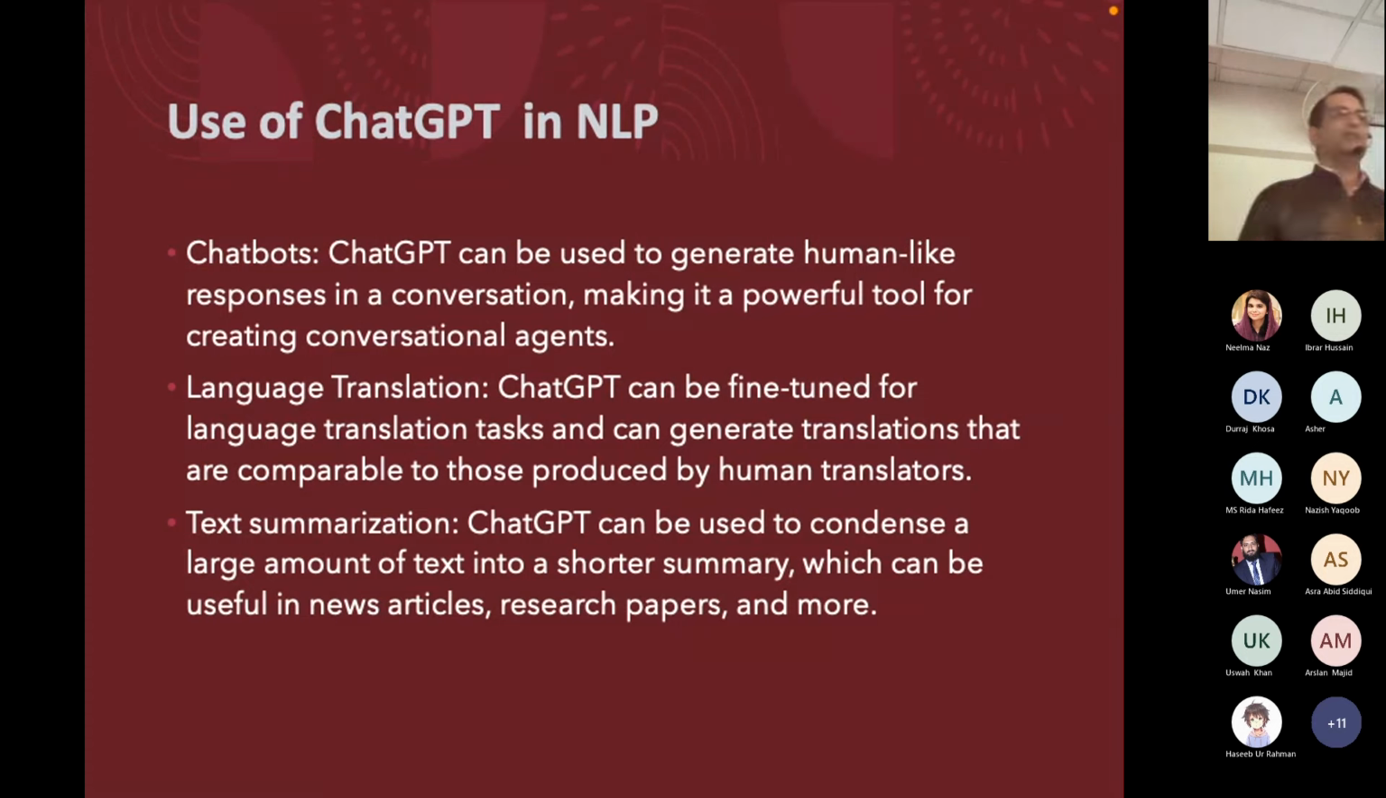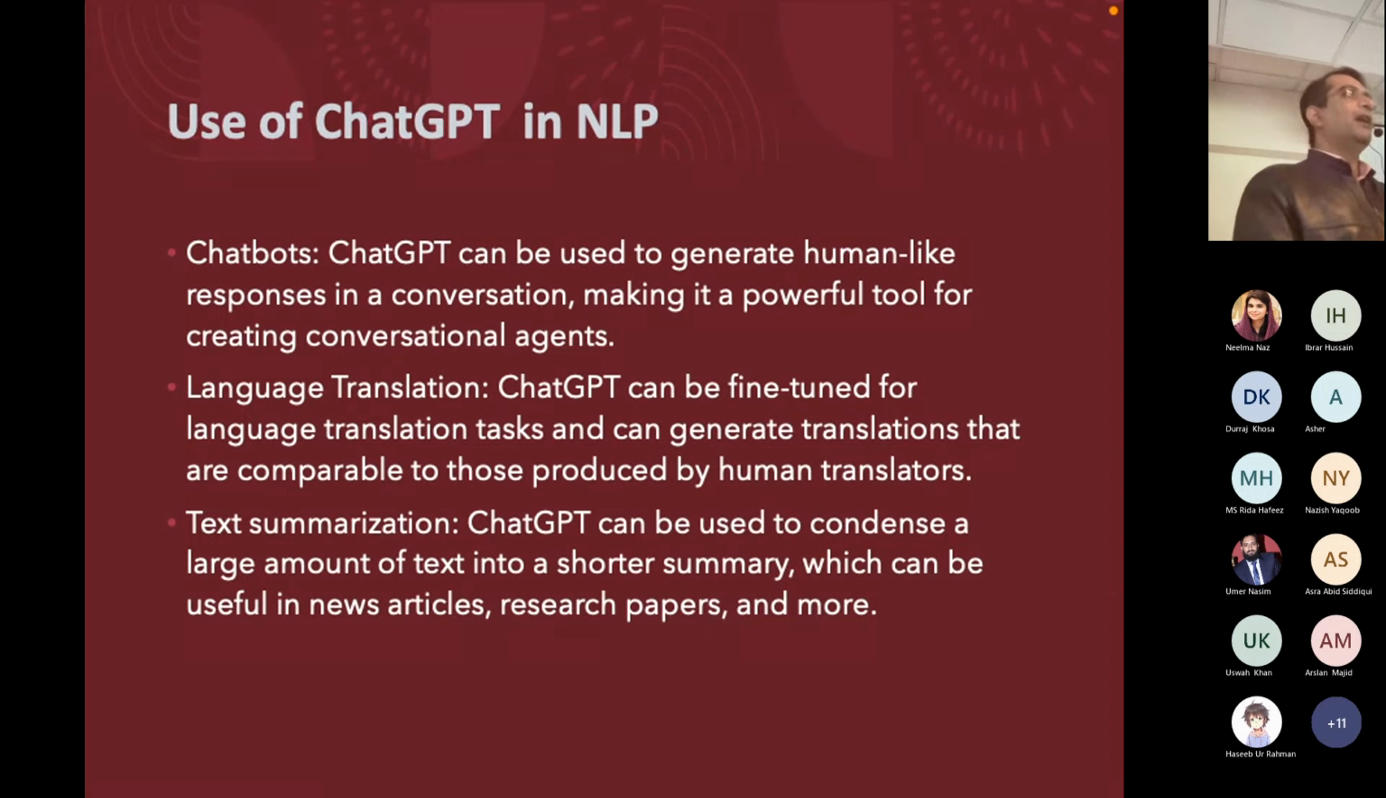Now, some of the uses of ChatGPT in natural language processing: it can be used as chatbots. ChatGPT can be used to generate human-like responses in conversations, making it a powerful tool for creating conversational agents. Not only this, but I would like you to ask ChatGPT to write a poem for my friend Salahuddin, who is very intelligent and hardworking, and it will write the entire poem. Then you say, well, it's not that good. You say, write it in the style of Shakespeare, and it will change that style to Shakespeare. Then for language translation, it can be fine-tuned for language translation tasks as well.